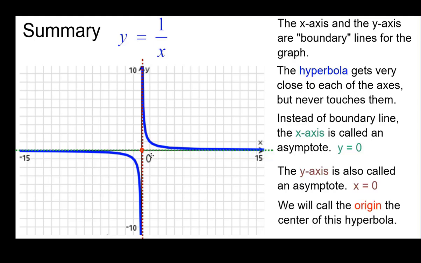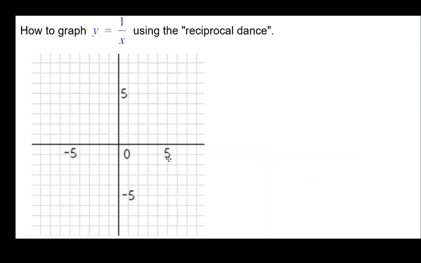And we're going to call the origin the center of the hyperbola. We have a place to start, and you'll see that when we go to graph it. So how to graph y equals 1 over x using the reciprocal dance? First step is to identify the center point, which in this case is the origin.